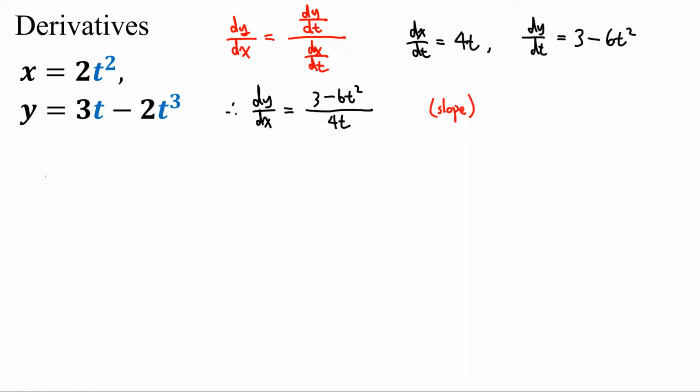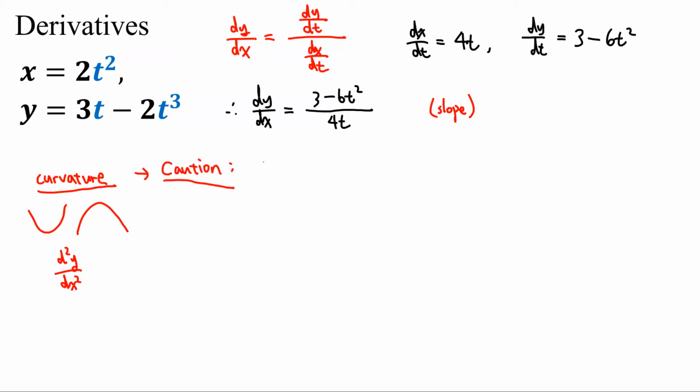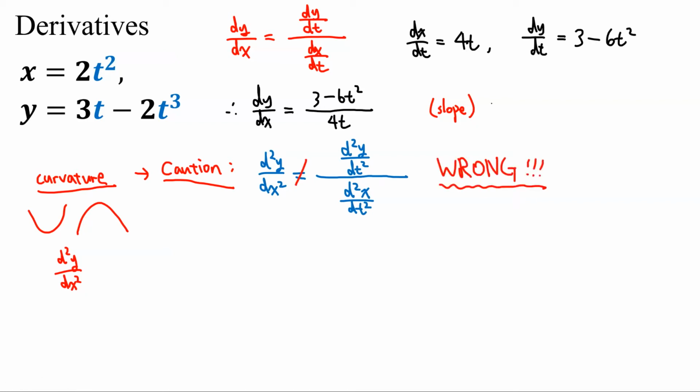Next, to properly sketch the curve, we also need the information about the curvature. That is, whether the curve is convex or concave. The curvature is related to the second derivative, but here do not make a mistake of writing this second derivative as d square y over dt square over d square x over dt square. This is not true. The correct expression for d square y over dx square is given like this.